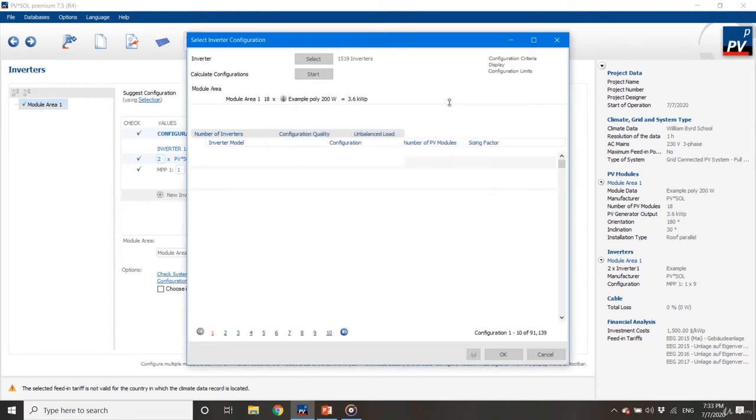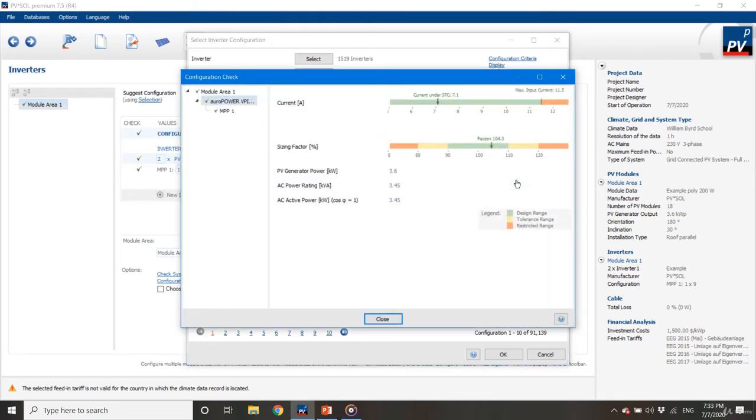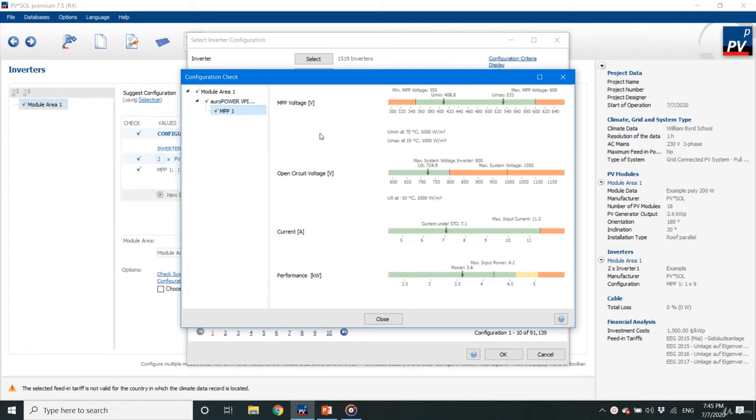This is the recommended configuration: one string containing 18 modules in series. The minimum voltage at the peak at 1000 watt per meter square and at 70 degrees Celsius is measured, and also the maximum at 15 degrees Celsius. We can see it here.